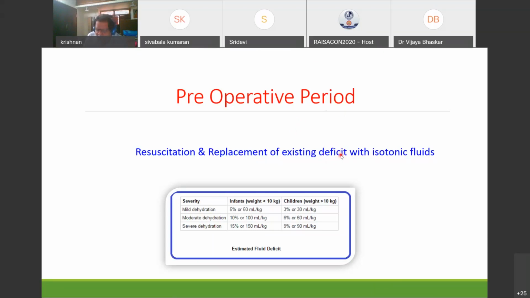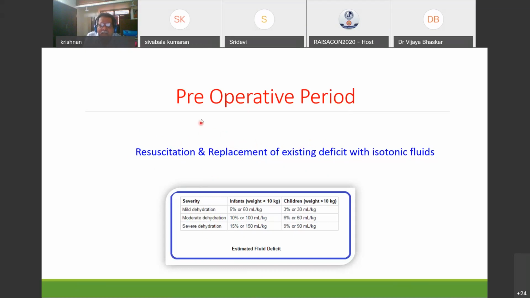In case of an emergency patient where the patient vomits or loses blood, the patient goes in for different amounts of dehydration and hypovolemia. If the patient has a low BP, the first thing you do is resuscitate. You bring the patient's blood pressure to normal by giving boluses of normal saline, 20 ml per kg, given at 10 minute intervals. Once the BP comes up, then you start replacing the existing deficit.